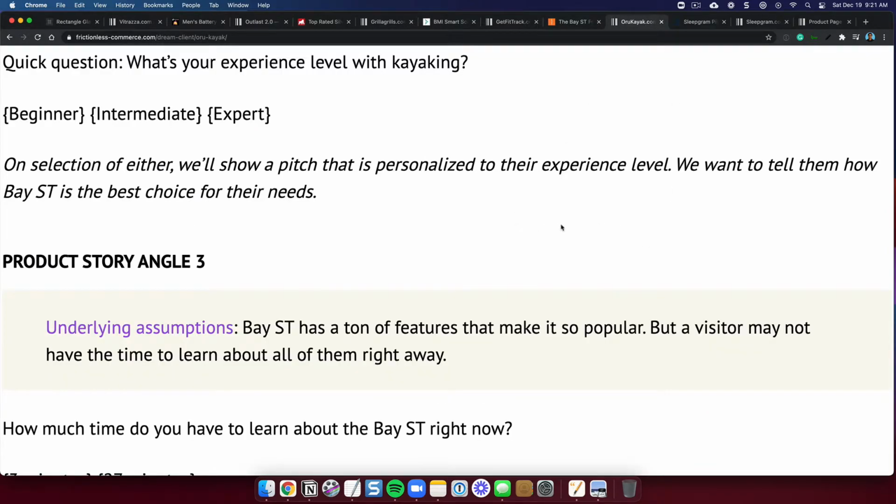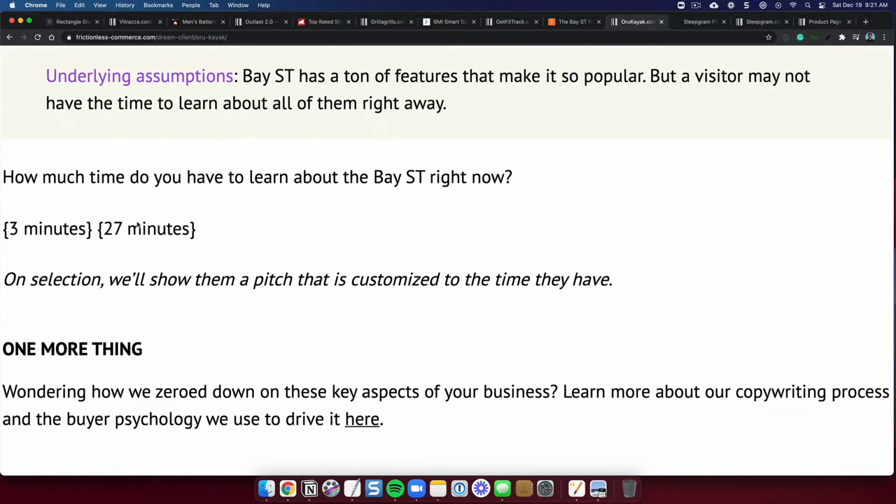You can use active participation to actually prevent that from happening. So what we've got over here is we're saying, hey, tell us what your level is: a beginner, intermediate, or expert. And based on those selections, we are personalizing copy. We've got actually another one. For this example, we have two active participation elements.